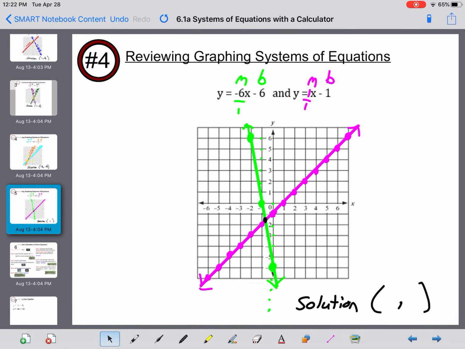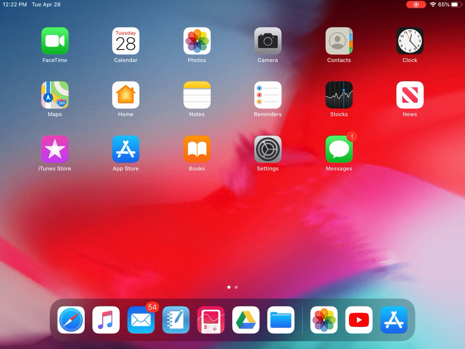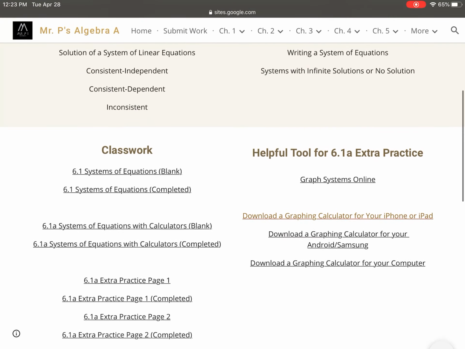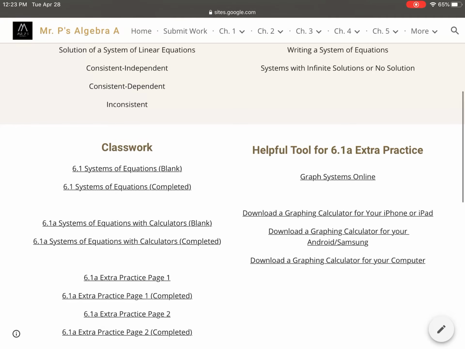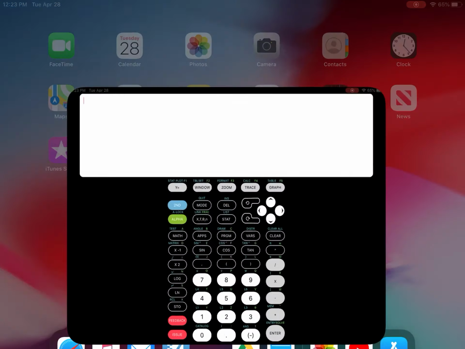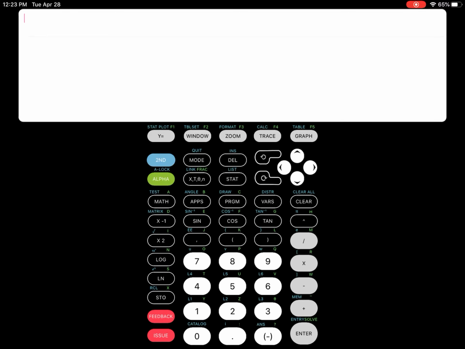So, first way, if you have an iPad, a Mac, an iPhone, this is going to be the app for you. You're going to download the Calculate 84 app. Remember, you can find it on the website. Clicking on this link right here with the iPhone or iPad. Looks like this.